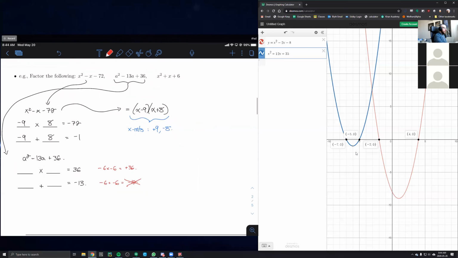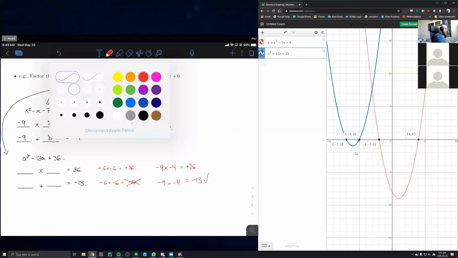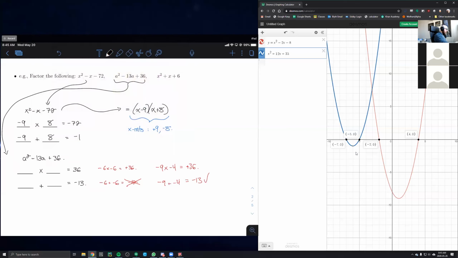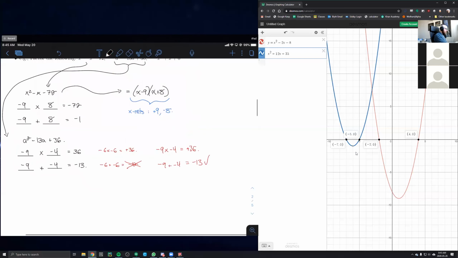So I also know that 9 and 4 give us a product of 36. So let's try -9 times -4 equals positive 36. And then -9 plus -4 is -13, which is perfect. That's exactly what we want. So then I have -9 times -4, -9 plus -4. And so my resulting quadratic in factored form is (a minus 9)(a minus 4).